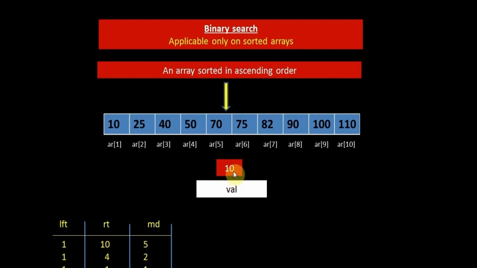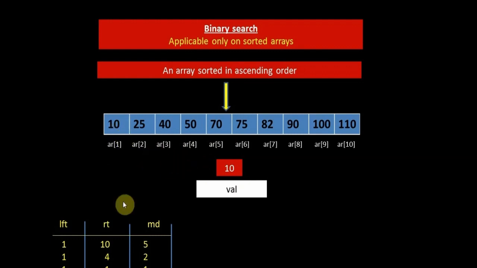Okay, so I would be comparing this value val with the middle element R5. The value of MD is 5, so R5 happens to be the middle element. Of course, value 10 happens to be smaller than this middle element. So see clearly now, the possibility of finding this element 10 lies only on the left side of this array. So this is the left subarray. Our area of search has been restricted only to this part.